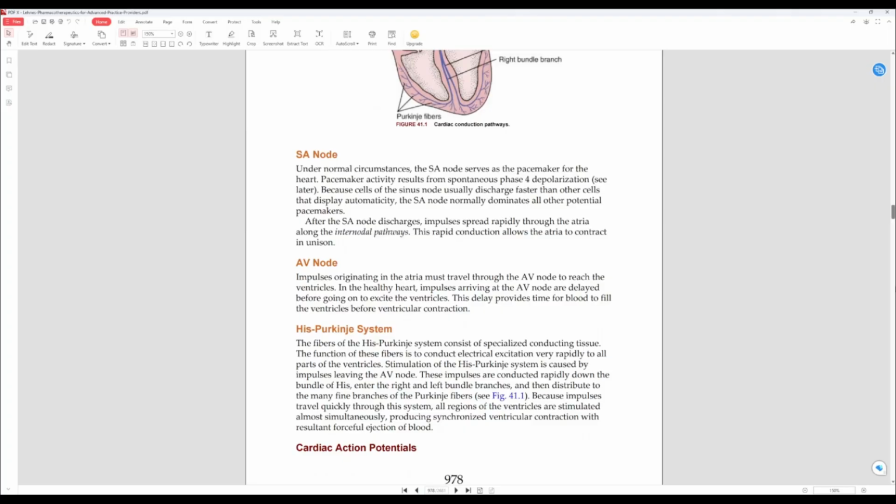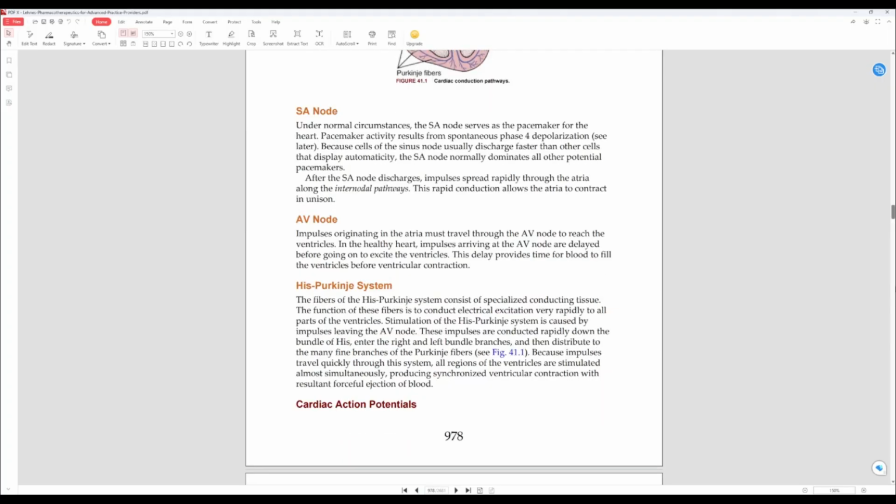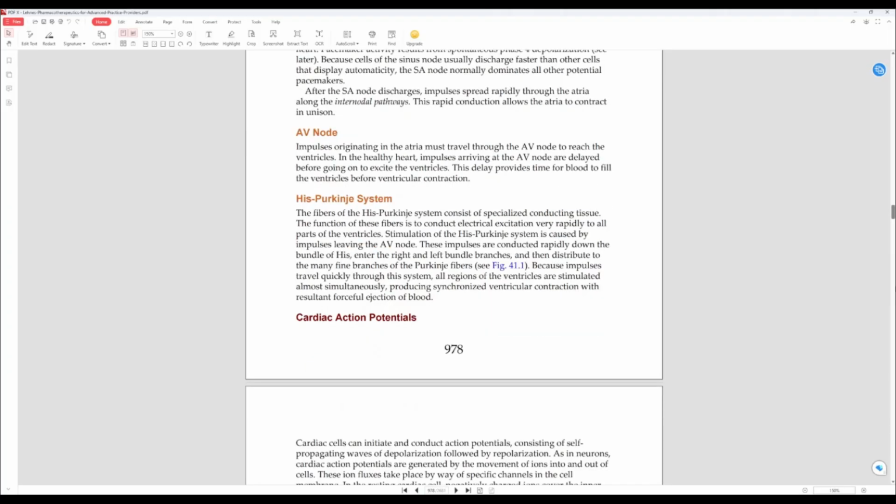The AV node. Impulses originating in the atria must travel through the AV node to reach the ventricles. In the healthy heart, impulses arriving at the AV node are delayed before going on to excite the ventricles. This delay provides time for blood to fill the ventricles before ventricular contraction.